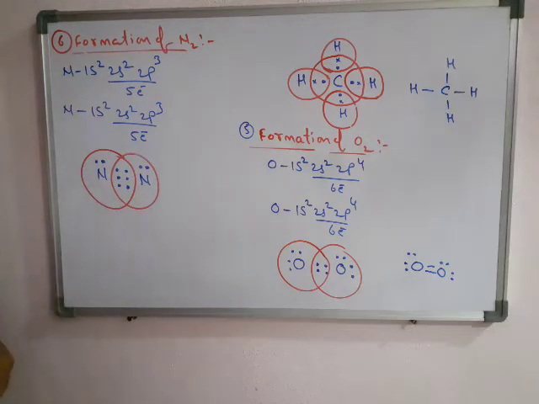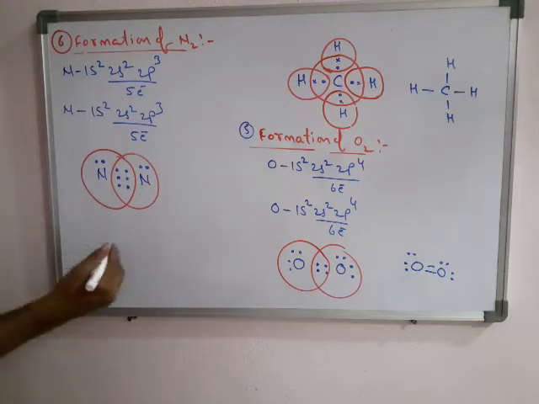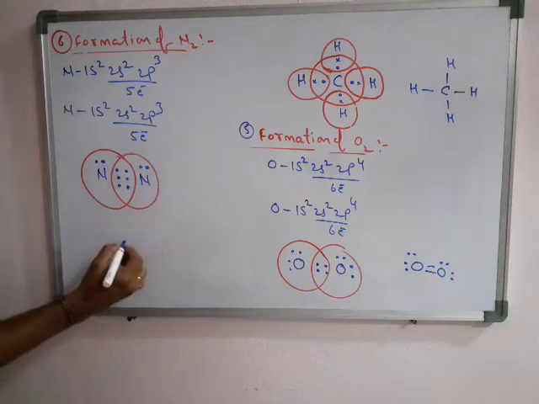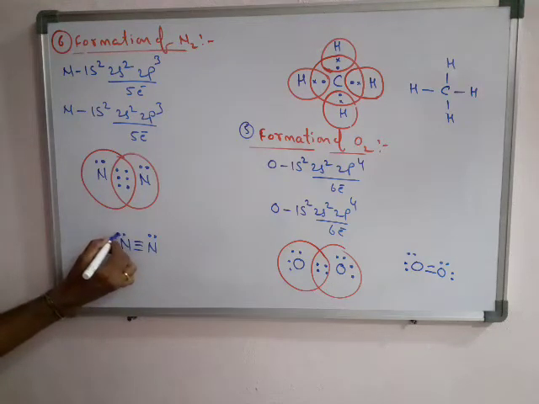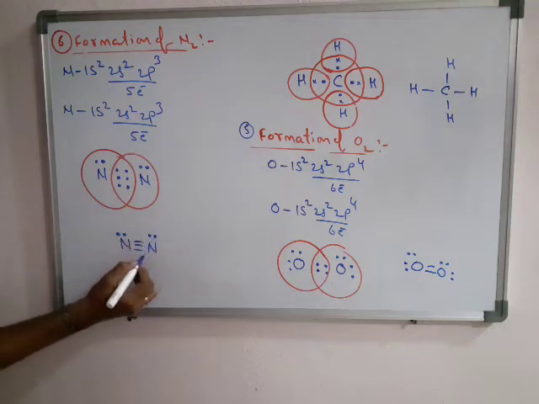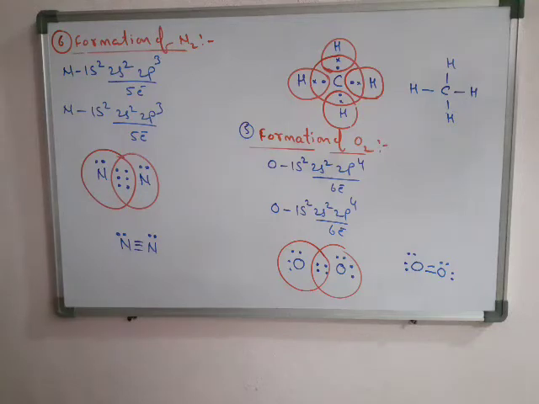Okay, now both gain neon configuration. Now there is a formation of a triple bond, having lone pairs on each nitrogen atom. Okay, this is the formation of a triple bond. Next we see another one.